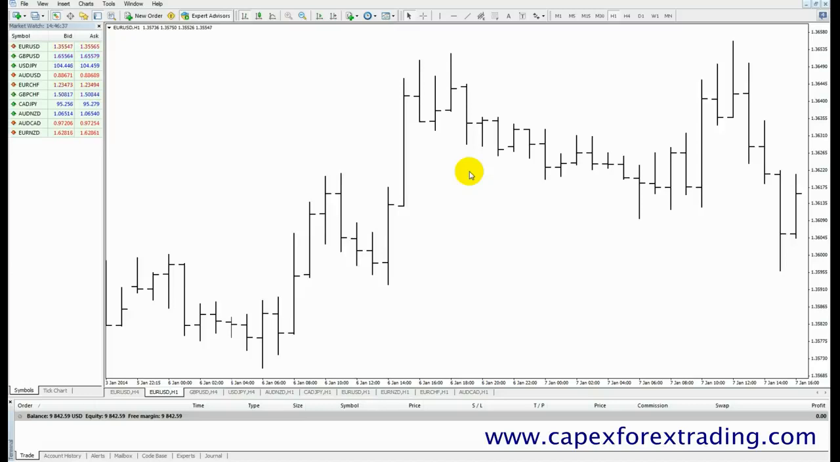In this video, we're going to focus on what a candlestick actually is. So traditionally, traders used to trade using bar charts, which looked like this. And essentially, the way that they used to read them is as follows.